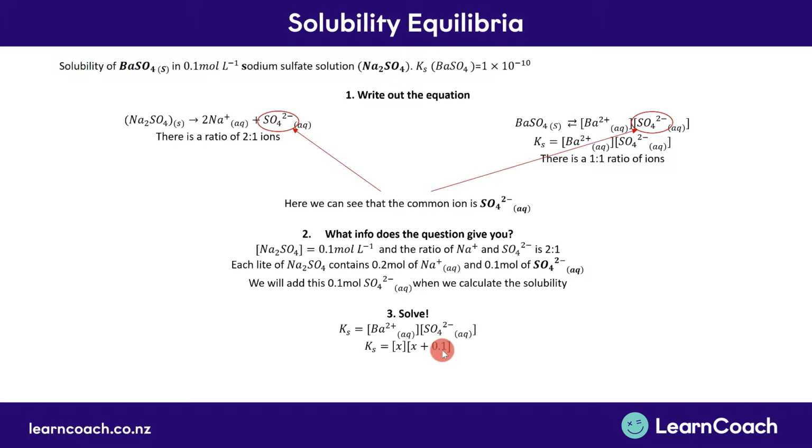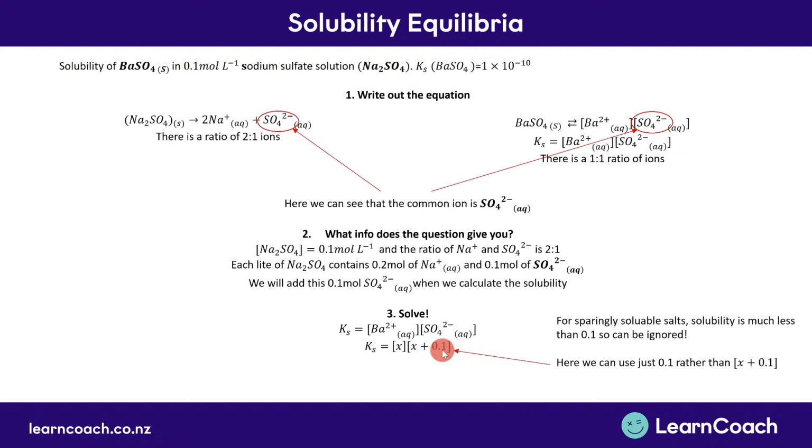For those of you sharp on maths, you'll be able to see already that this is going to form a reasonably nasty equation. Ks equals x squared plus 0.1x. There'll be multiple x's in the equation and it'll be difficult to solve. However, we can take a wee bit of a shortcut here, and the reason we can do that is because the Ks value for BaSO4 is very, very small. Why is that relevant? Because if you remember back to the very first slide, small Ks values mean that almost all BaSO4 stays as reactant.